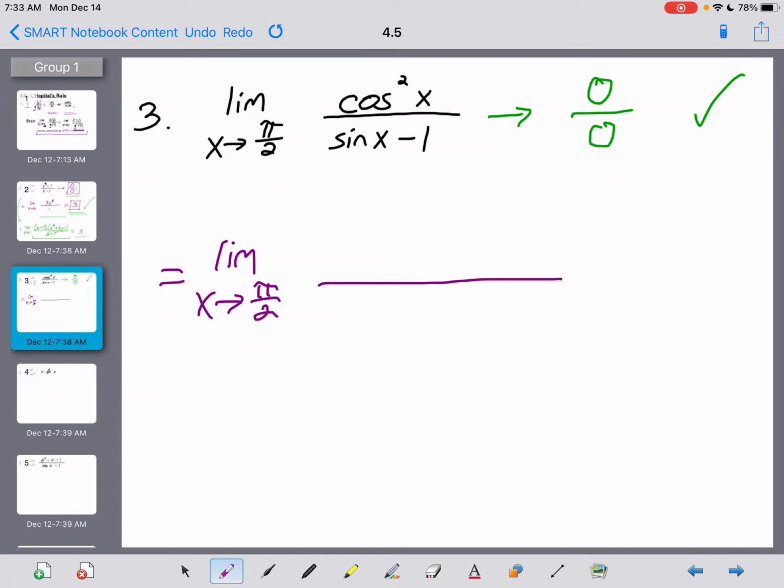We need to take the derivative of the numerator and the derivative of the denominator separately, and then see what happens. Okay, so we've got a cosine squared of x on top, or probably better to think of it as cosine of x quantity squared. So its derivative is going to be 2 times the same base, which is cosine of x, times the derivative of that base. And the derivative of cosine of x is negative sine of x. So I'm going to put a sine of x right here, and we'll put that negative all the way out in front. Okay, gotcha. So that's the derivative of the top. And down on the bottom, the derivative of sine of x is just cosine of x, and that minus 1 just has a derivative of 0, so that's the derivative of the bottom.